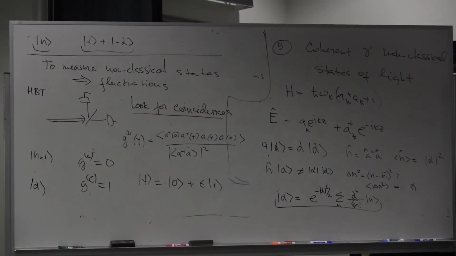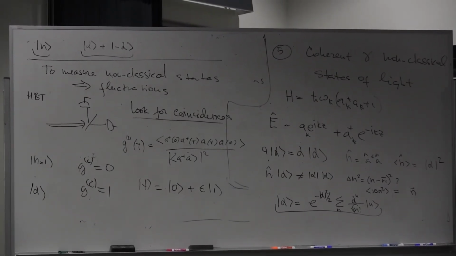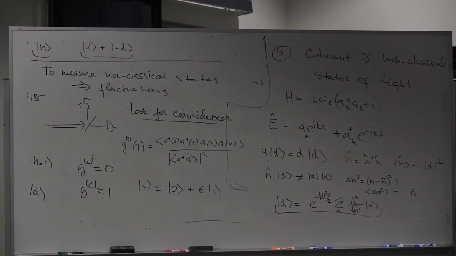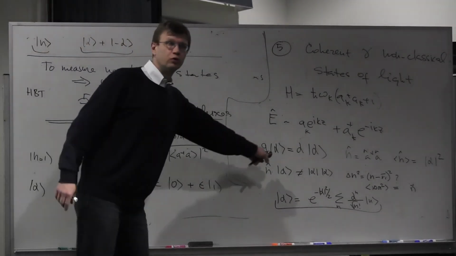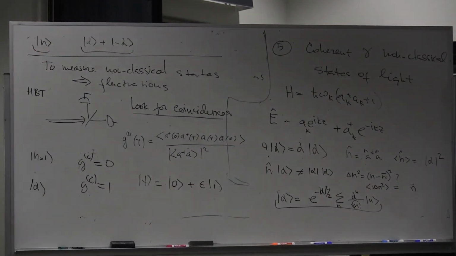But nevertheless, in all cases, this is a non-classical state, right? This state is not a classical state because it has no two photon component. Any other questions?